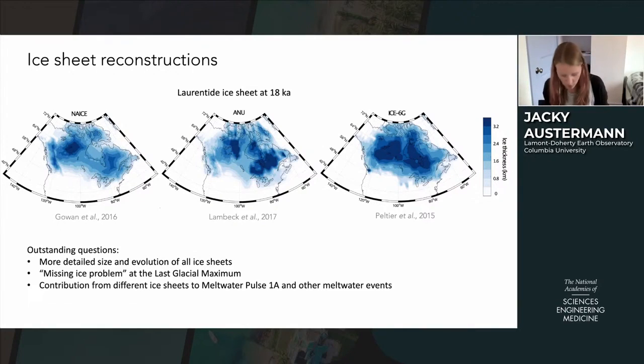Along those lines of outstanding questions for the deglaciation, there is also the question of what's referred to as the missing ice problem at the last glacial maximum, which means that if we look at sea level records from the last glacial maximum, we require an ice equivalent volume that is larger than we can reasonably distribute among the possible ice sheets. So there's this missing ice. There are some emerging suggestions of how this could be reconciled, but it's certainly not a solved problem. Similarly, thinking about what the contribution is from different ice sheets to meltwater pulse 1A and other meltwater events, there is work being done in this direction, which is really interesting, but that's the level of detail that is really important if we want to understand ice sheet variability, and that's not really understood at the moment.